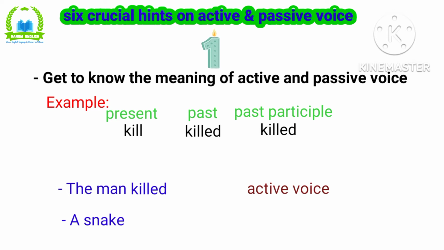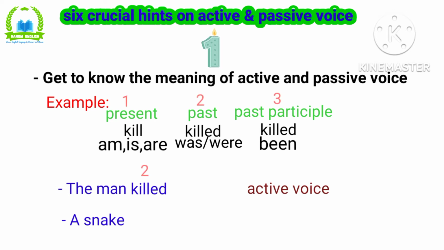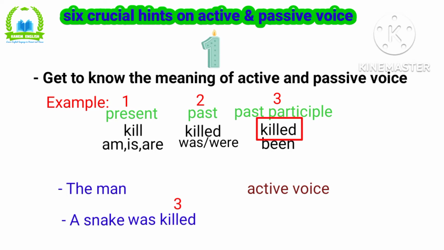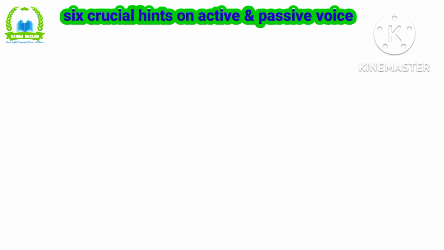When you now want to turn it passive, that means you are going to say a snake was killed. A snake, you can use was. Then when you take the verb, what form of verb are you going to take? That means the past participle form. So you can now say a snake was killed by the man. So this is the passive voice.